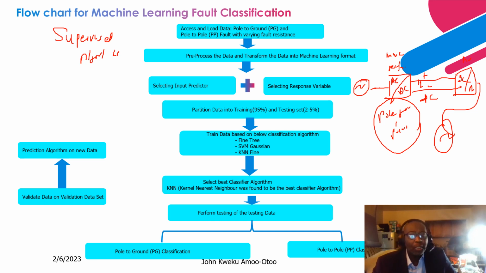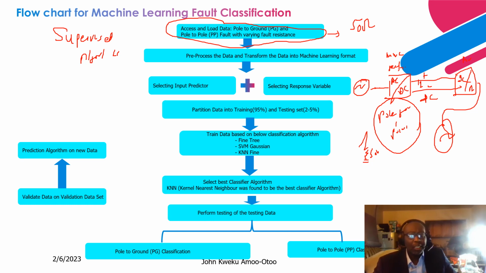This is my data for pole-to-ground fault and pole-to-pole fault with varying resistance. The example that I use is 50 ohm arcing resistance. That is, when you have a fault, the resistance of the arc to ground is 50 ohms.